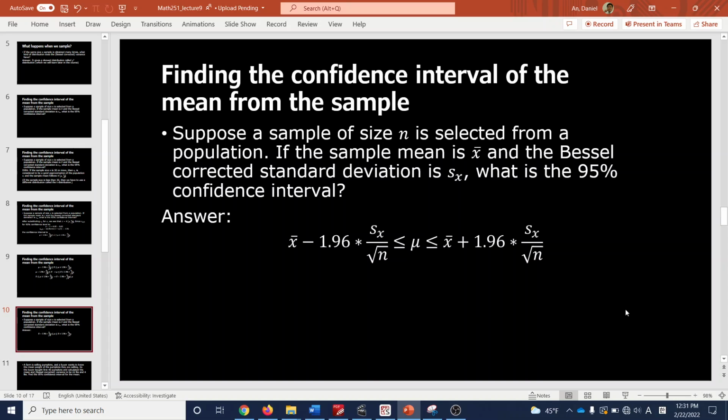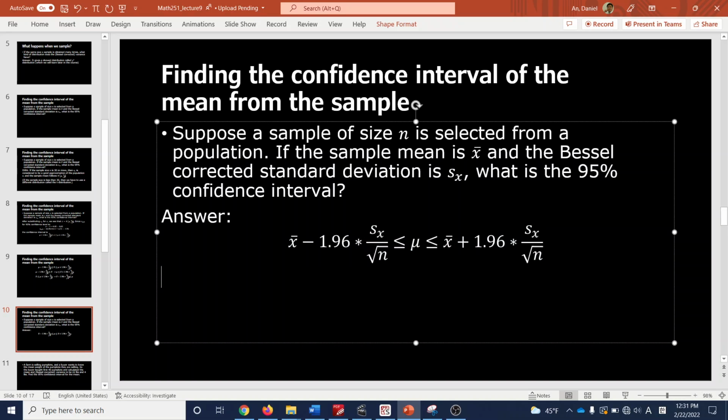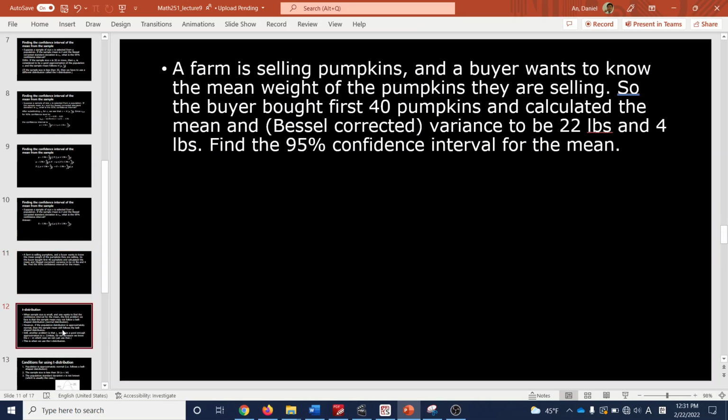So the result is that if you have a sample size of n selected from a population, with sample mean x bar and Bessel corrected standard deviation Sx, what is the 95% confidence level? With 95% confidence, you can say that the population mean must be between these two numbers. How's that? That's a good result, don't you think? Right. Okay, so from here, let's do an actual example. So here's an example.